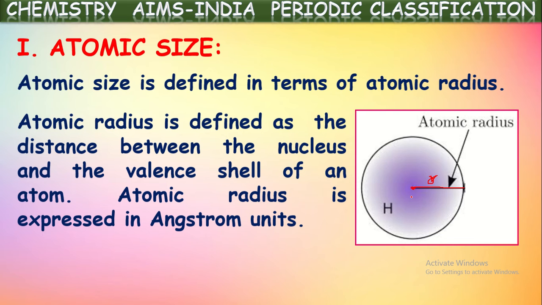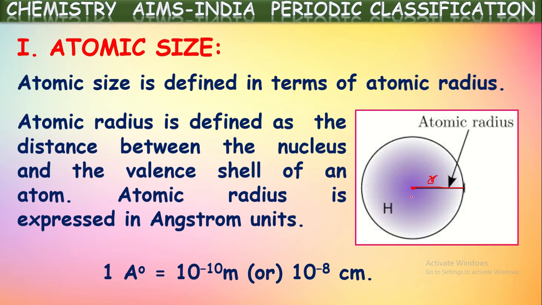As it is the distance between the nucleus and the outermost orbit, it is generally expressed in angstrom units because it is a micro quantity. Generally meters and centimeters can be used, but the most frequently used unit is the angstrom. We know 1 angstrom is equal to 10 to the power of minus 10 meters or 10 to the power of minus 8 centimeters.